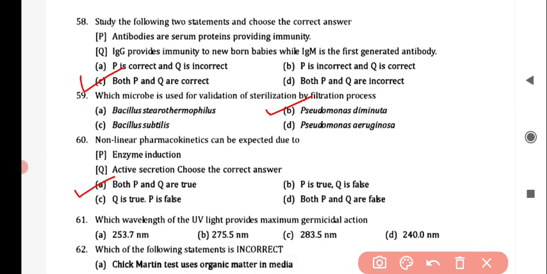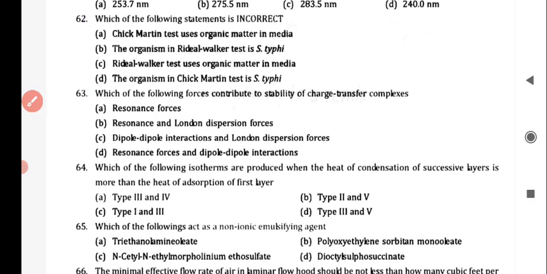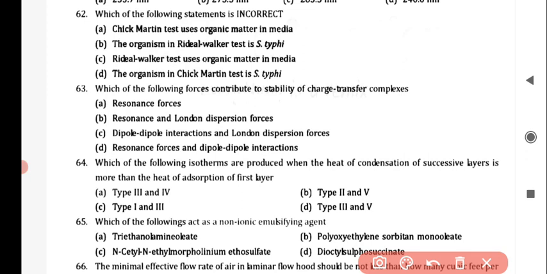Next question is, which wavelength of the UV light provides maximum germicidal action? And the correct answer is option, 253.7 nanometer. Next question is, which of the following statements is incorrect? So the incorrect statement in this is option C, that is Rideal-Walker test uses organic matter in media, and all other statements are correct for this question.